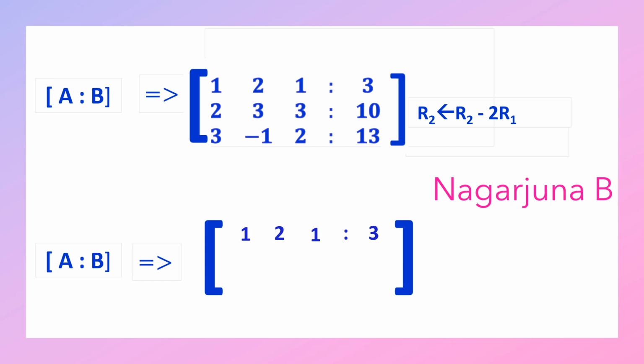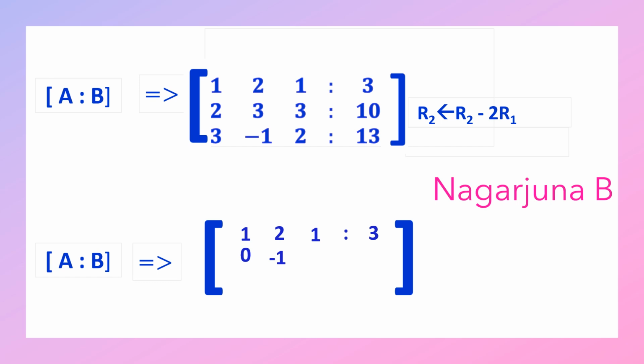So here the first element is 2 minus 2 into the first element of R1. The first element of R1 is 1. So minus 2 into 1 will be minus 2. 2 minus 2 will be 0. The next element is 3, and the row 1 element is 2. That means 3 minus 2 into 2. Minus 2 into 2 is minus 4. 3 minus 4 is minus 1.